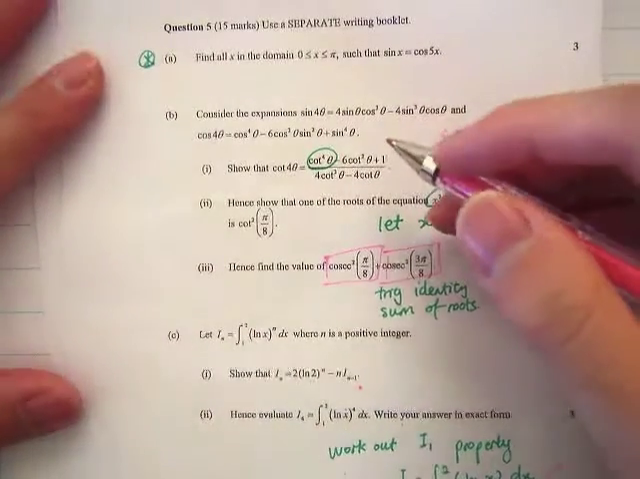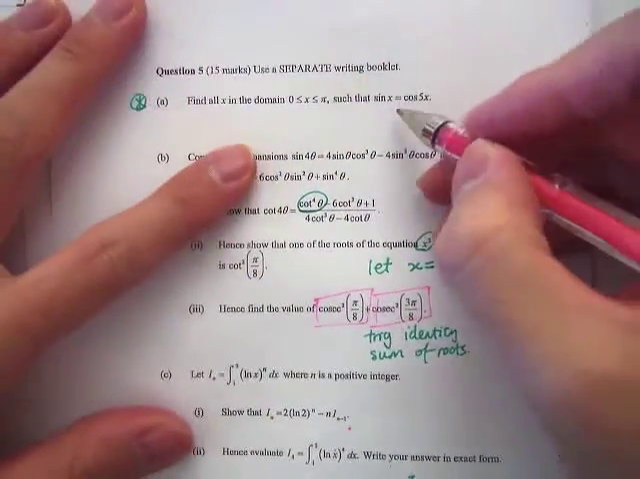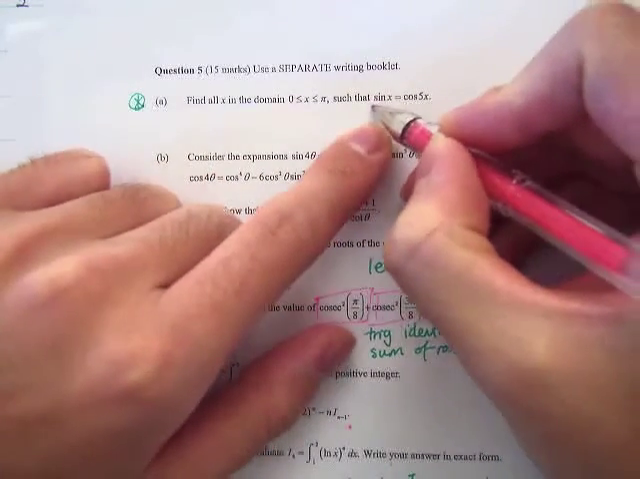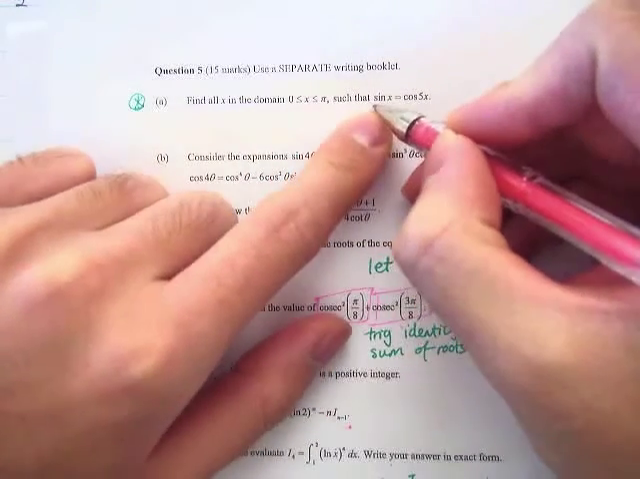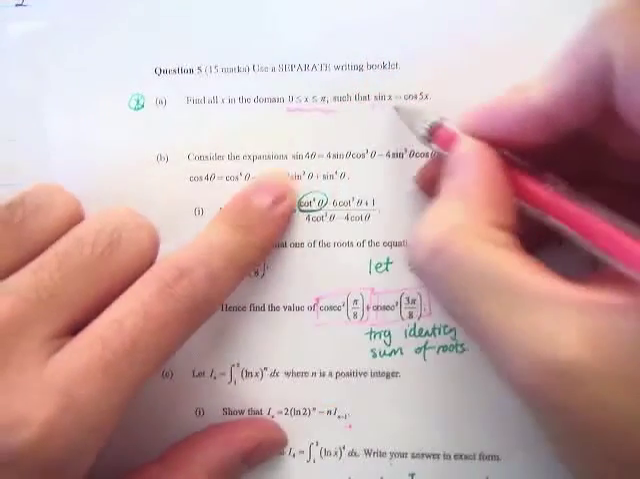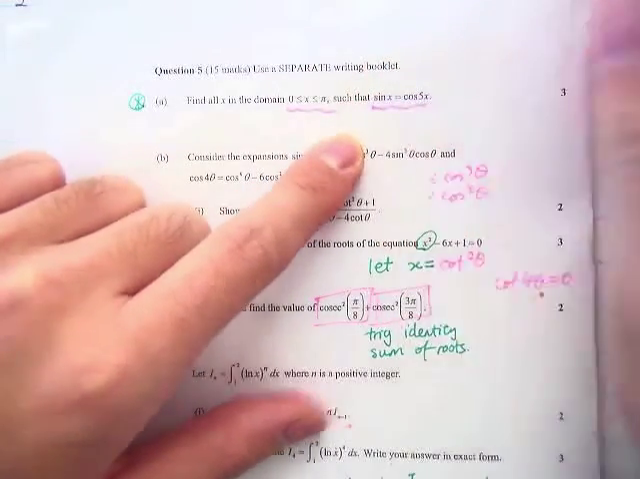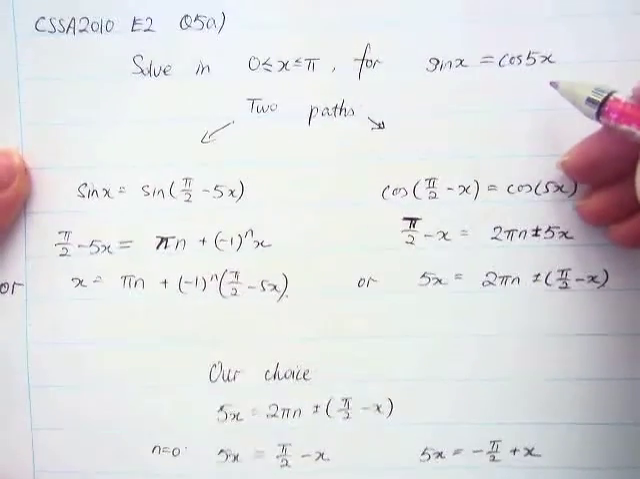This next video is about question 5a, which seems like an impossible question to begin with. They want you to find all the values of x in the domain from 0 to pi, such that sine x equals cos 5x. I've written the question again up here, just so you can see it a bit easier.